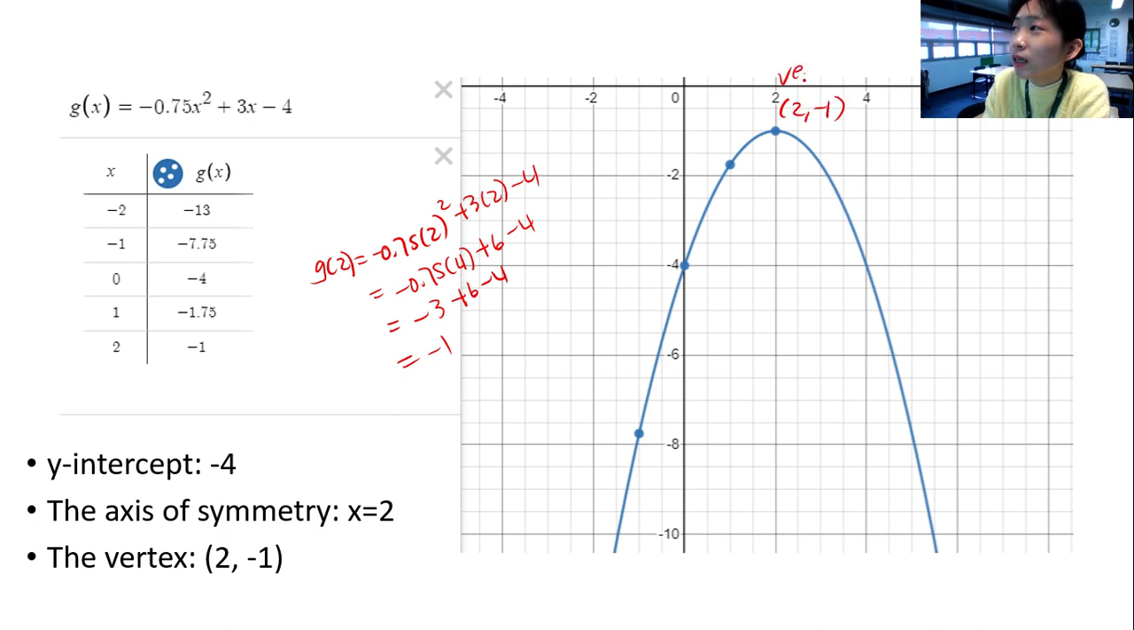So that would be your vertex, and then your axis of symmetry, x equals 2. And then your y-intercept is right here where it's 0 comma -4. So look at your value of C. So that is your answer for try number 2B.